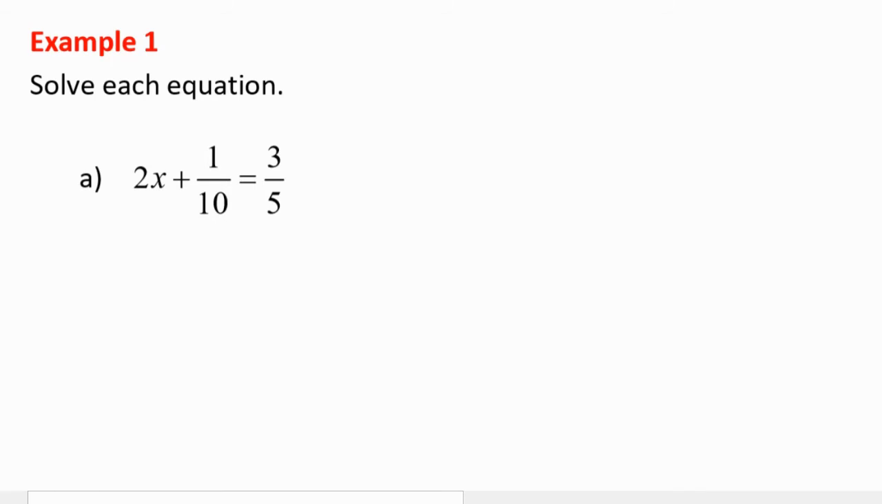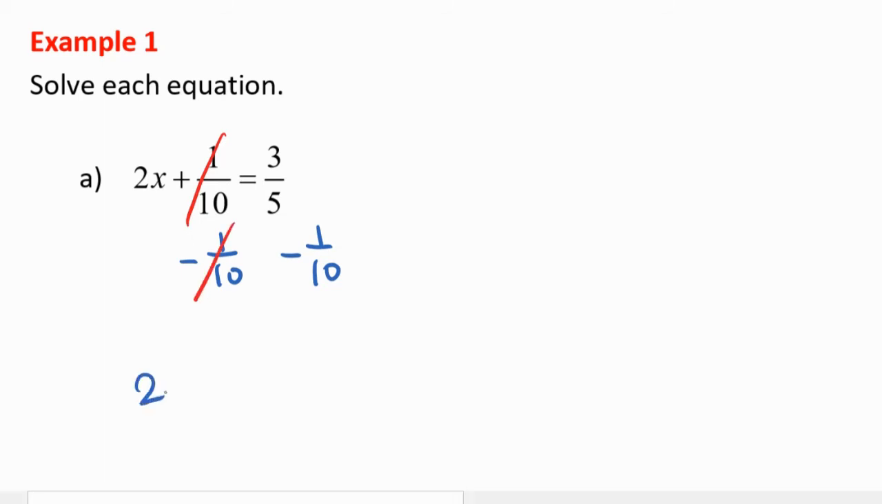Okay, let's move to example 1. Again, we are going to isolate the term with x and then isolate x, we have fractions. So I know a lot of you guys are still struggling with fractions. I'm going to do this very slowly. Okay, so first let's isolate 2x. To do that, we are going to get rid of plus 1 over 10. So let's subtract 1 over 10 from both sides. This will be cancelled.